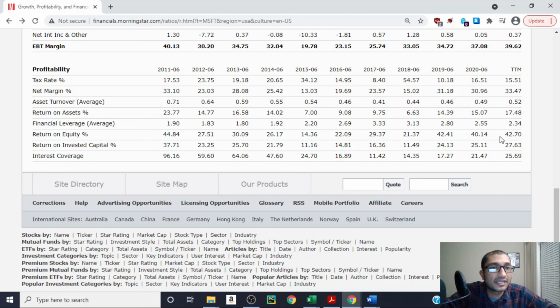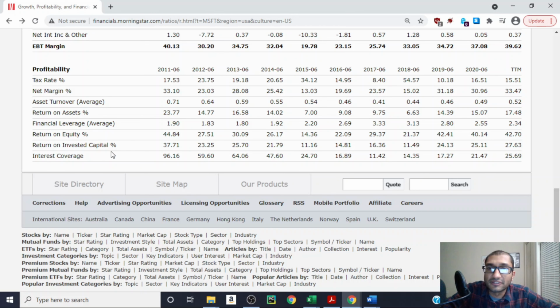For the year 2020, it was about 40%, and for the trailing 12 months, it's about 43%. Microsoft's return on equity over the past 10 years has always been greater than 8%. Additionally, whenever a company's return on equity is greater than 15% for a long period of time, it indicates that the company has a moat. In other words, the company has a competitive advantage, and that appears to be the case with Microsoft.